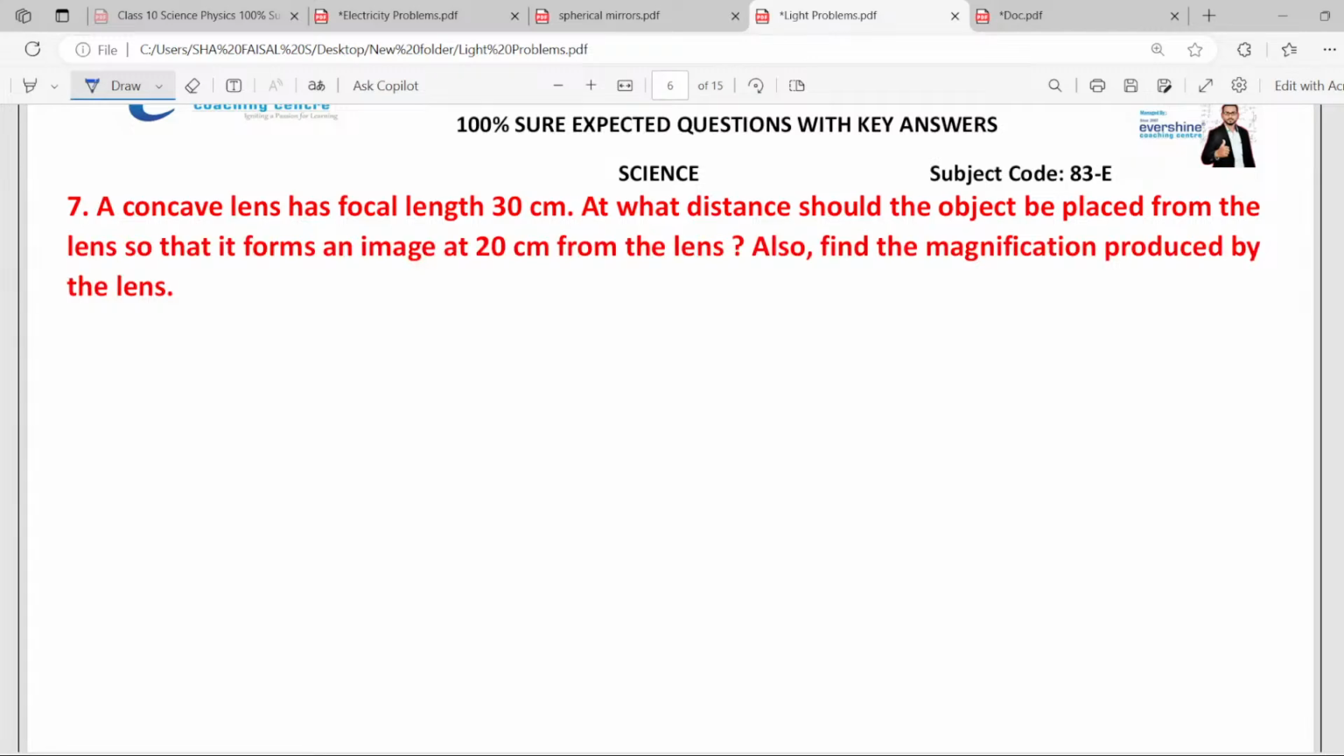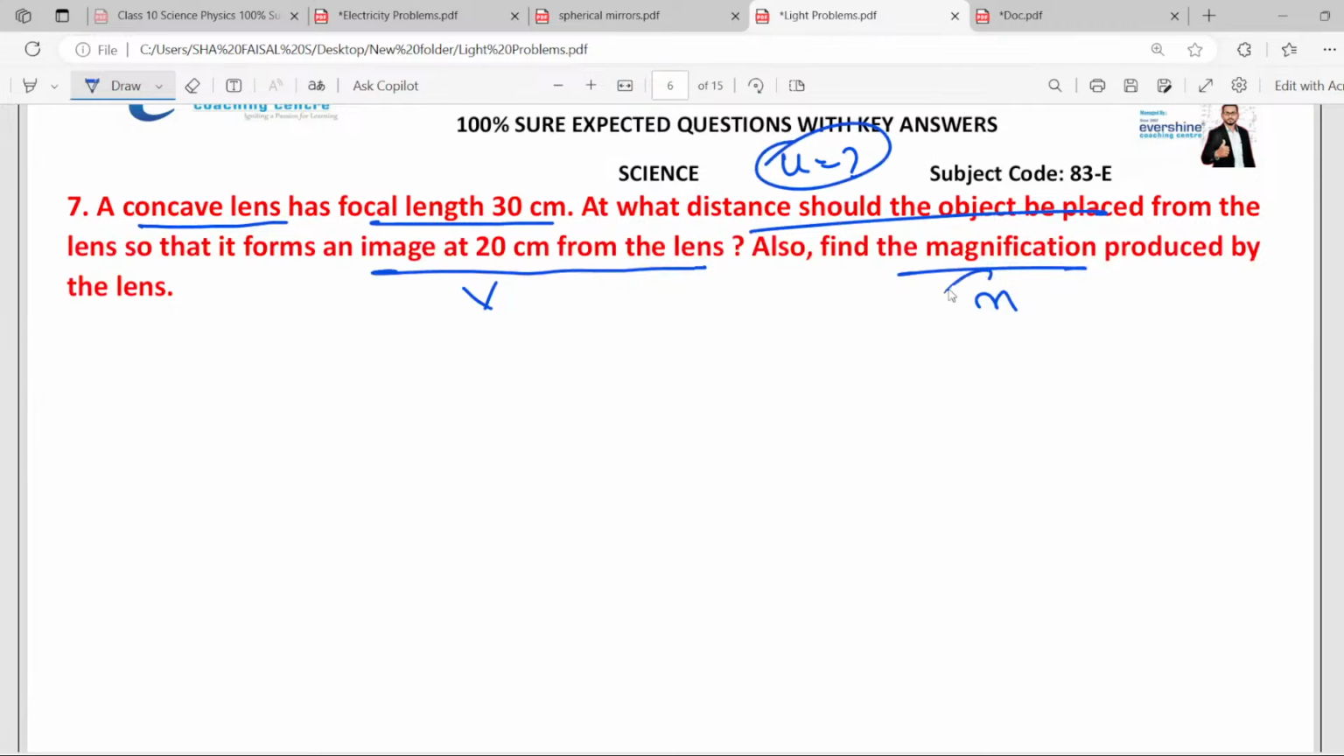Is it interesting? Yeah. The question is based on a concave lens with focal length 30. At what distance should the object be placed? They are asking for the value of U. It forms an image 20 centimeter from the lens, so they have given the value of V. Find the magnification, they are asking to find M also. So they are asking U and M.